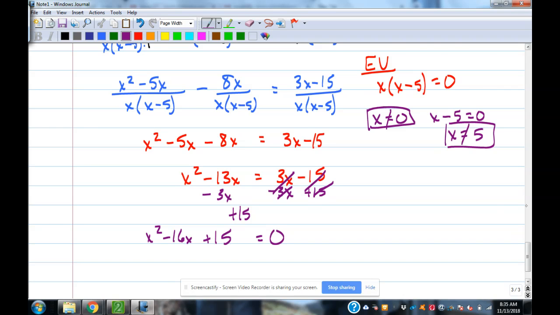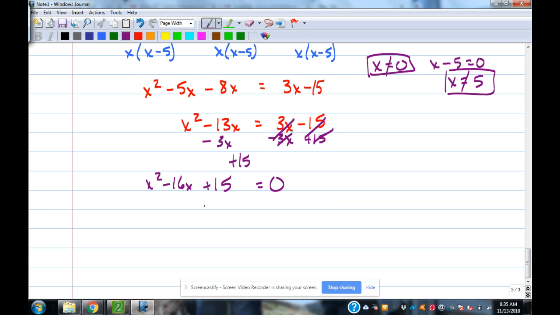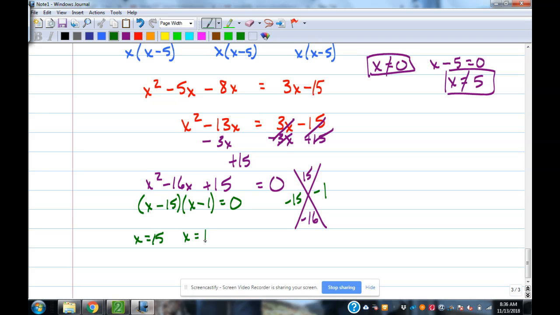So I'll do it both ways. I'll show you both. So if we factor it with the x, multiply to be 15, add to be negative 16. That'd be negative 15, negative 1, right? So x minus 15, x minus 1. x equals 15, x equals 1. Easy stuff there. So setting each factor equal to 0 and getting those.